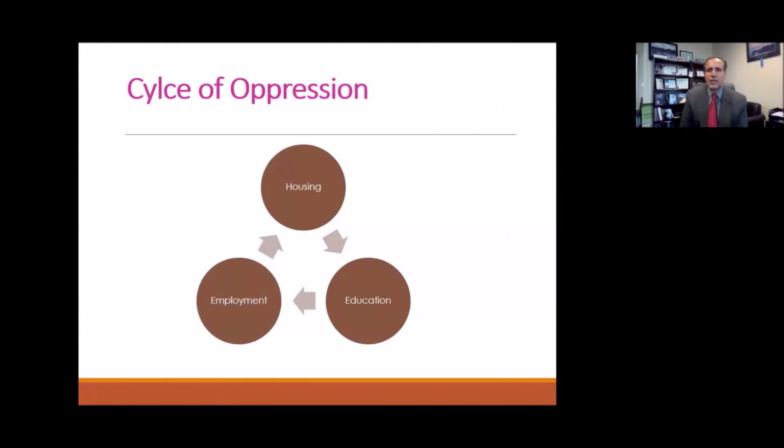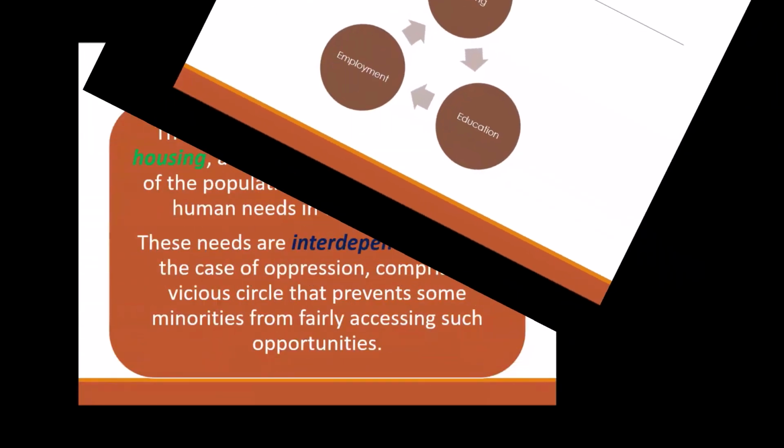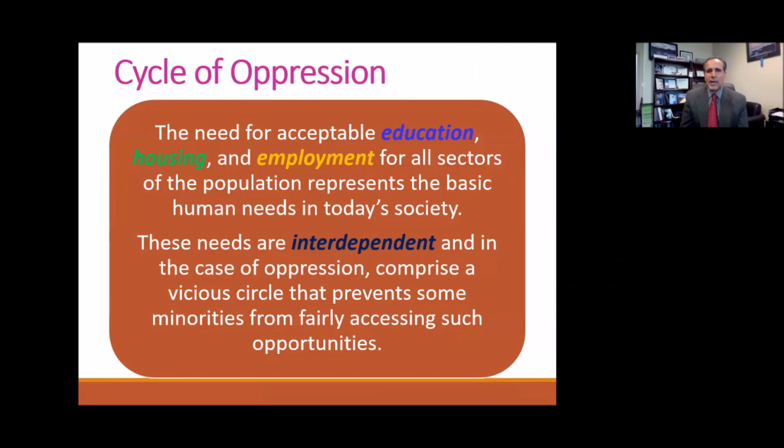The concept of cycle of oppression tells us that when discrimination happens in one area of a person's life, like housing, for example, it tends to impact his or her education as well as employment opportunities. So there is this interdependence among the various elements in society related to housing, employment, and education. The need for acceptable education, housing, and employment for all sectors of the population represents some of the basic human needs in any society today.